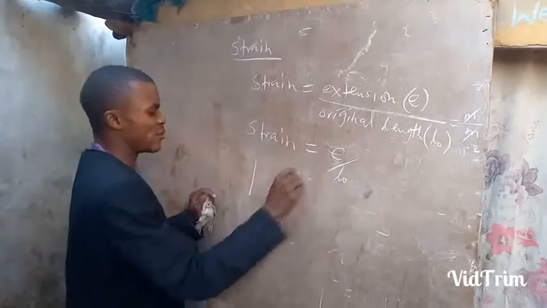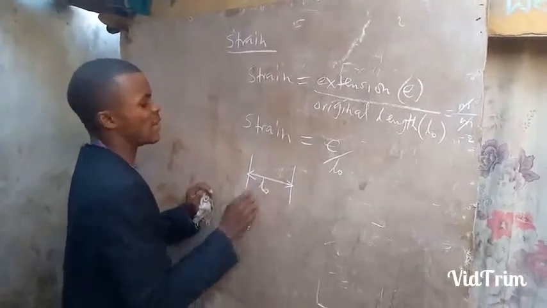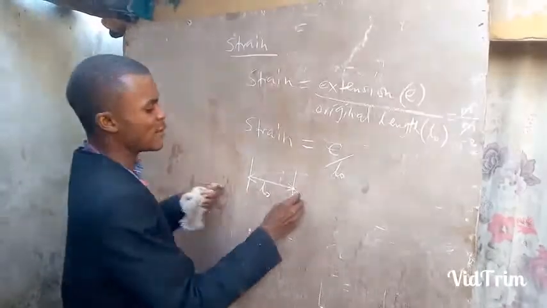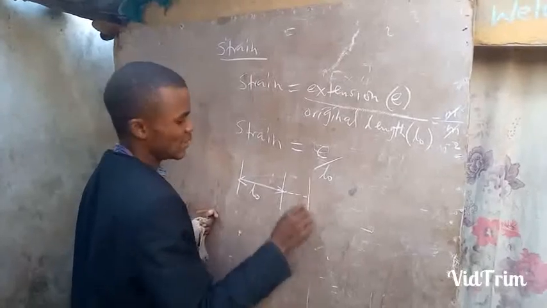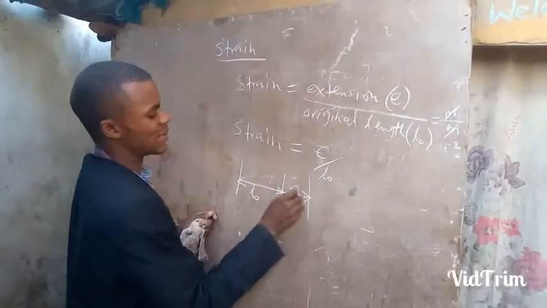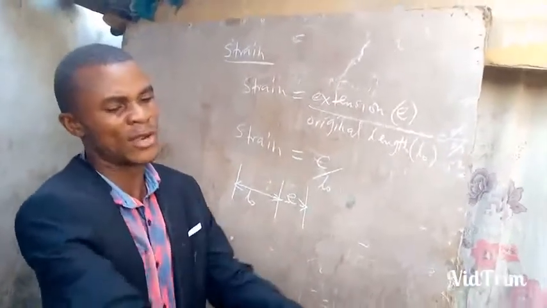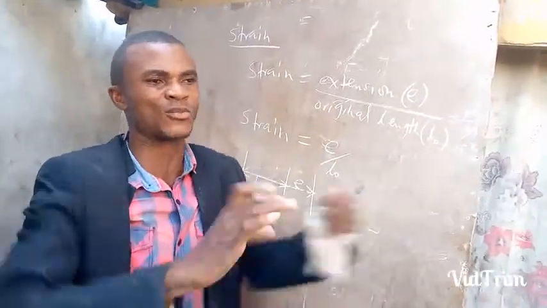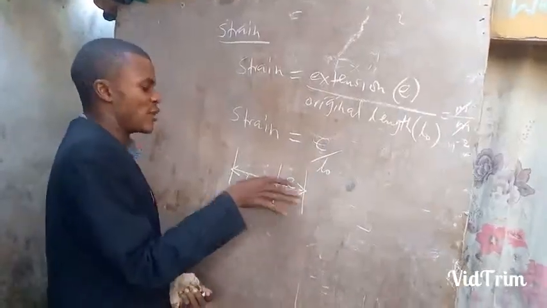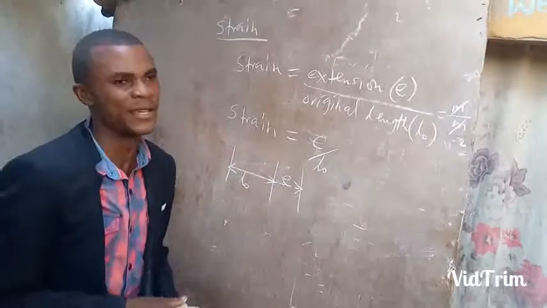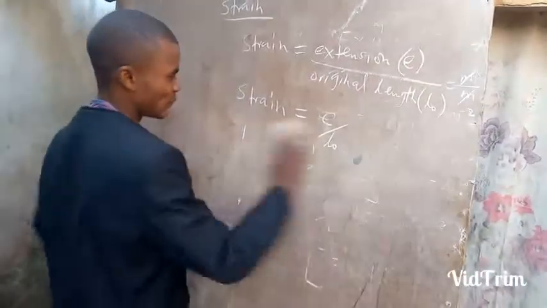If you take this to be the original length of the material, that means when you have not applied any force on that material, that is the length L0. The moment you apply force on this material, there must be a small increment. That one that we have added is represented by e. That is the extension now, whatever small extent is added when you apply force. So when you divide that extension by the original length, you have calculated the strain. It has no unit simply because it's a ratio of similar quantities.